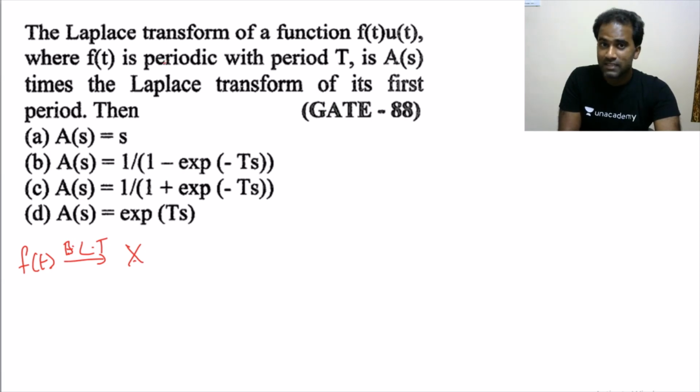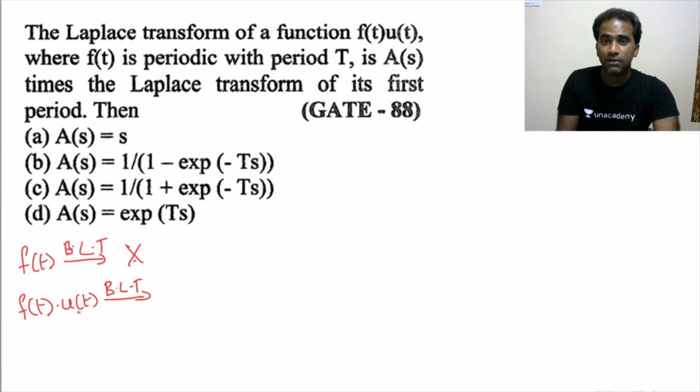Not all periodic signals are power signals, but some periodic signals are power signals, right? But f of t into u of t: once you multiply with u of t, this periodic signal exists only for positive time. It's a causal signal, but repetition is happening only for positive time. So f of t you can call a periodic signal, but f of t into u of t, according to the definition of periodic signal, is not periodic.